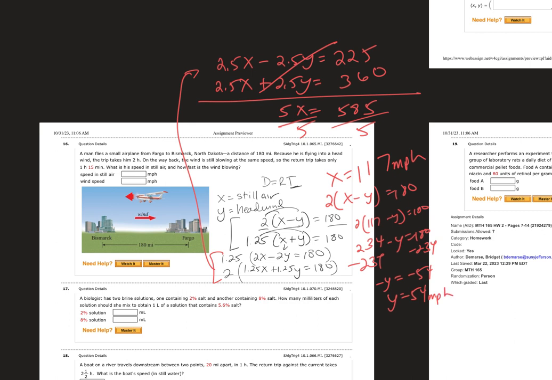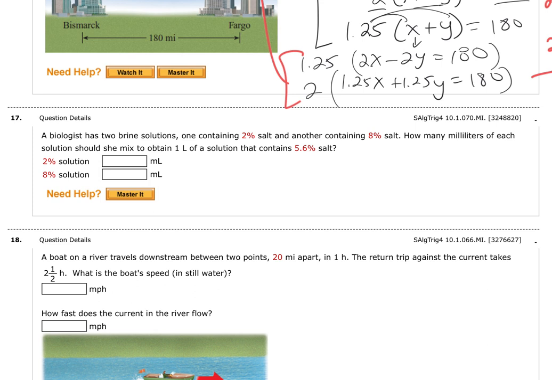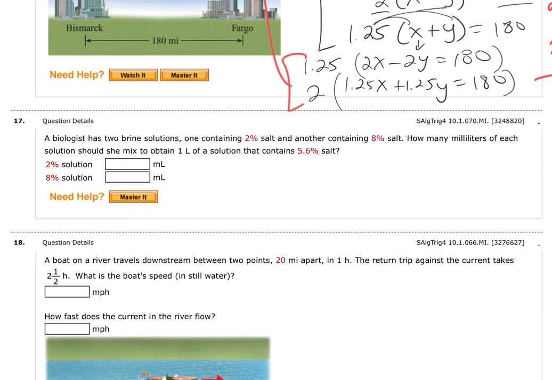Okay, let's take a look at the next one. A biologist has 2 brine solutions. One contains 2% salt and another contains 8% salt. How many milliliters of each should be obtained to make 1 liter of a solution that contains 5.6% salt? So the first one, I'm going to say that x is equal to liters of the 2% solution, and y is liters of the 8% solution.